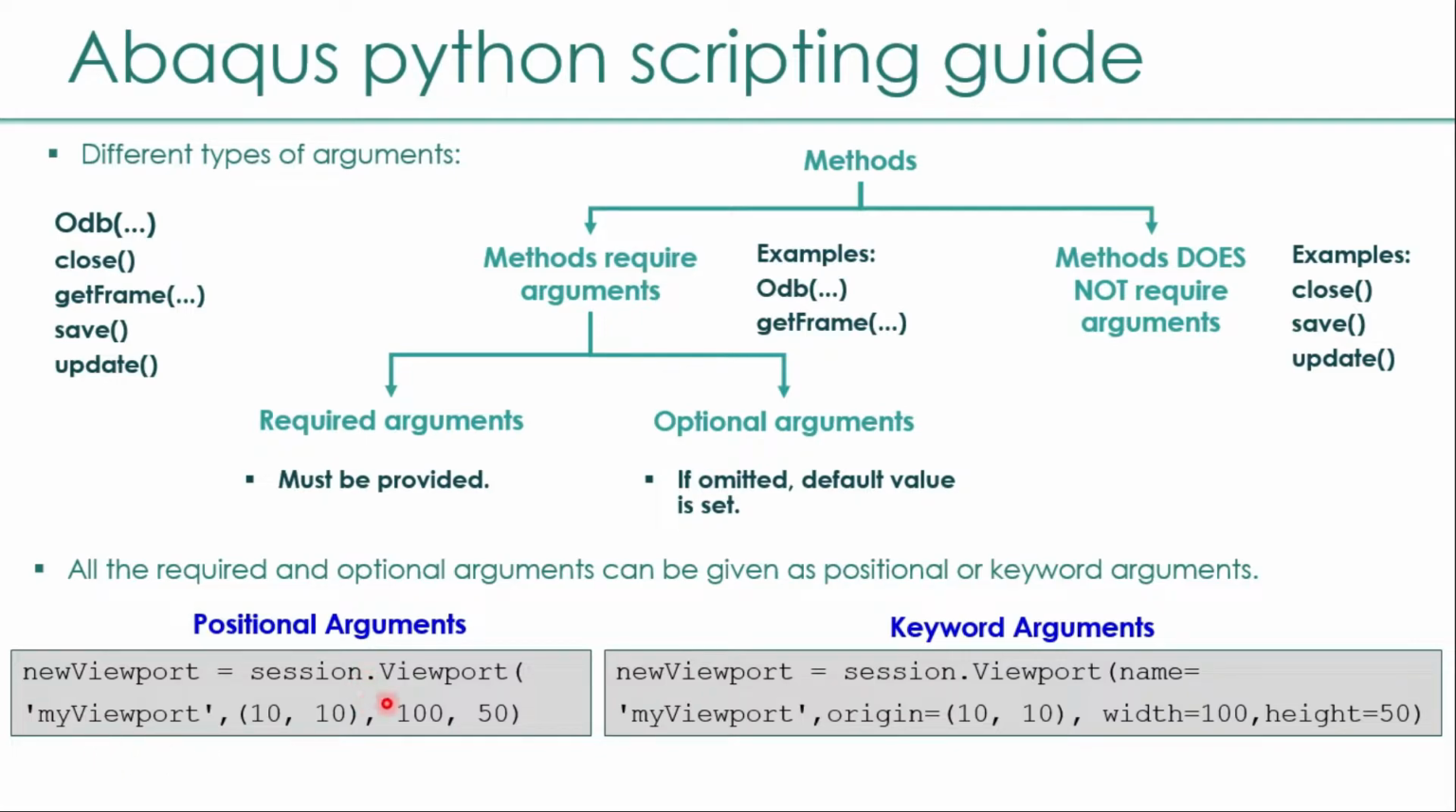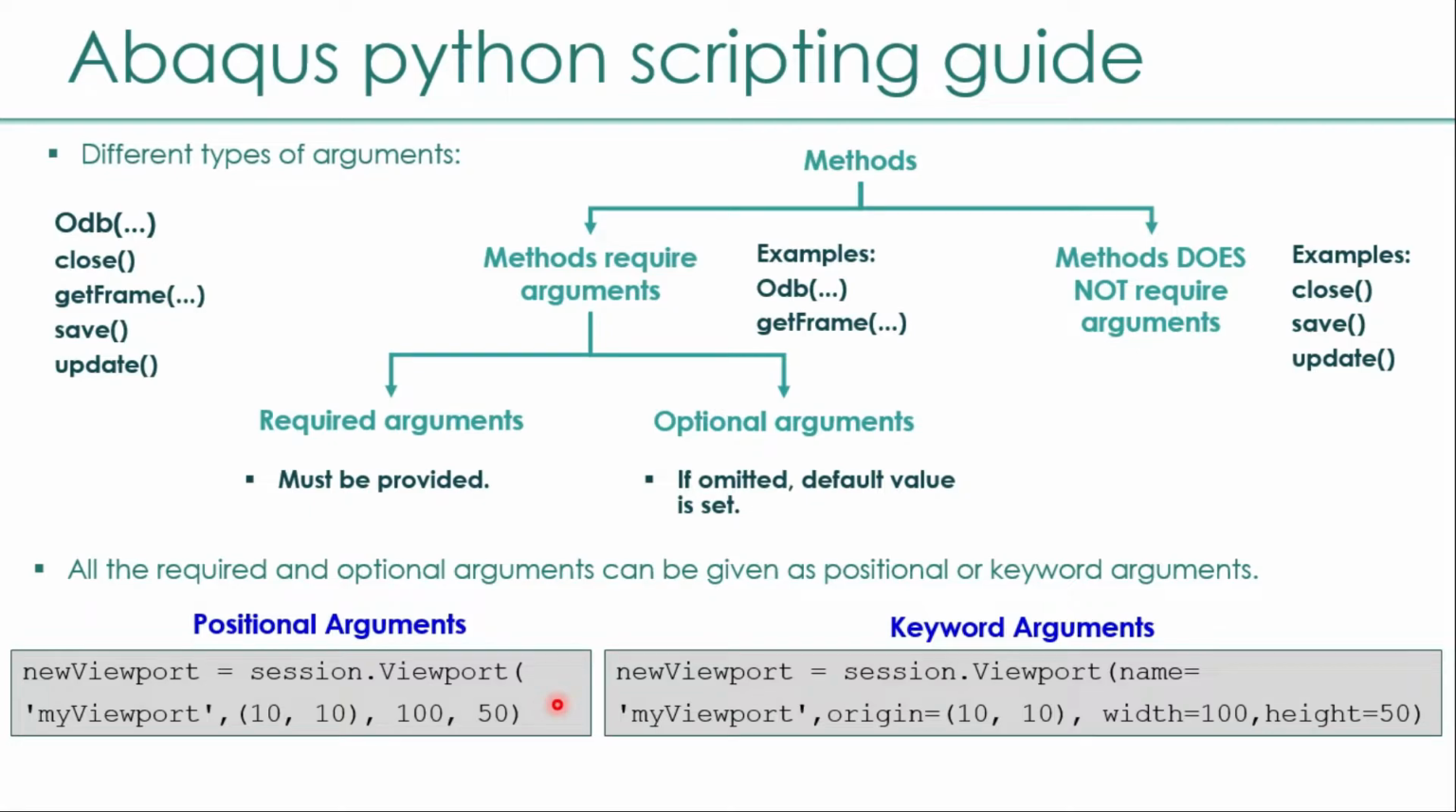For example, if you see this constructor in the Abaqus reference guide, you'll see that the first argument is the name of the viewport, then the position, and then the height and width. Okay, so if I give the arguments in this fashion, then Abaqus will infer these values correctly. And the other one is using keywords. So for example, I have to write the name of the argument. Here the name is viewport name, so I write name equals this, then origin equals this, width equals this, and height equals this. You can use either of these two styles to pass the arguments.